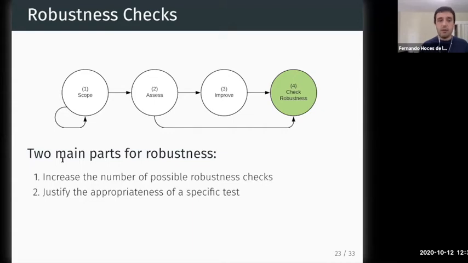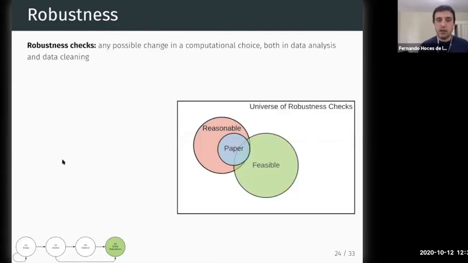robustness, checking the robustness of a paper. And we break this stage into two parts. One is to increase the possible number of robustness tests, and the second one is to justify the appropriateness of a specific test. Let me explain in a little more detail. The way we think about robustness checks, it's any possible computational change, both in data analysis and data cleaning. So that leaves a very large universe of robustness tests.